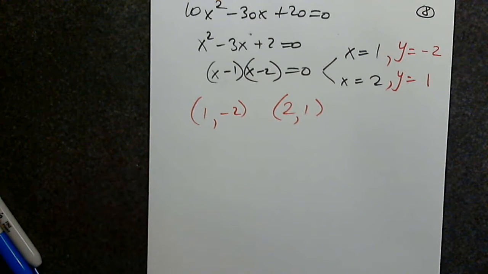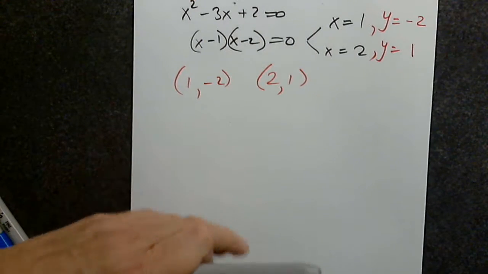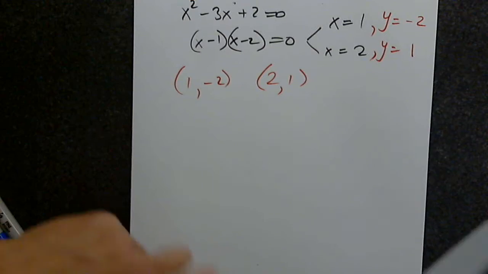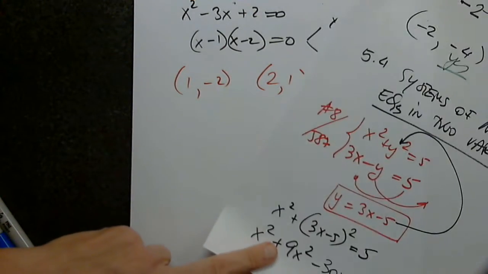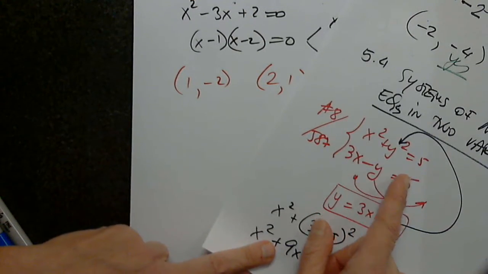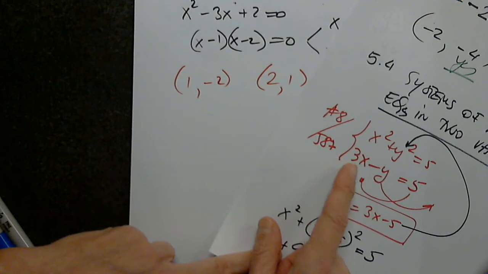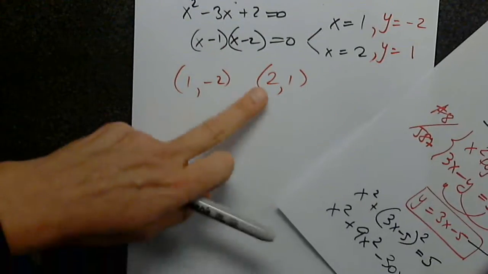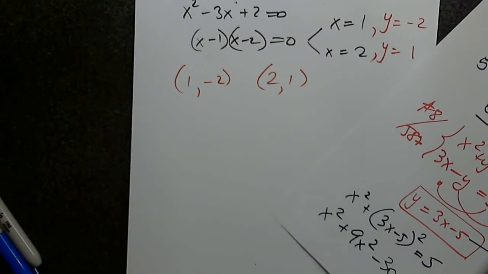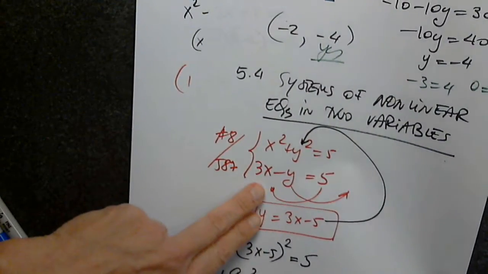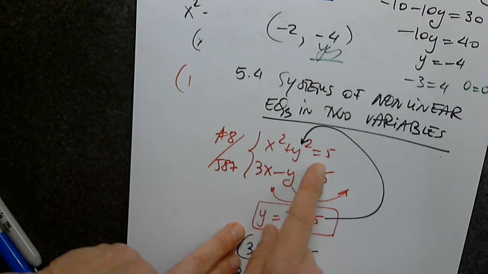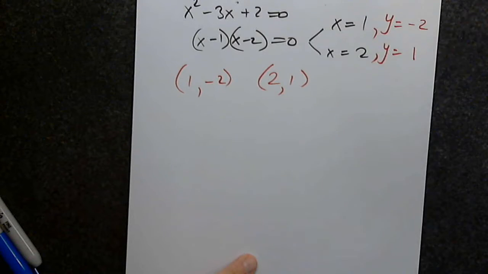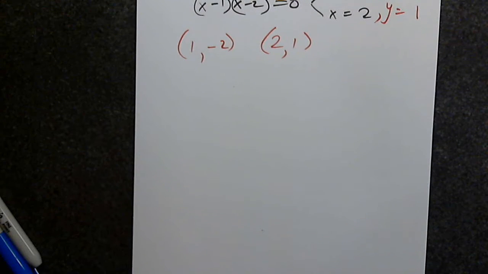Very good. And yes, I always beg you to go back and check, make sure. 1 negative 2, 1 plus 4 is 5 indeed, and then 1 negative 2, so it's 4, 3 plus 2 is 5. And the second one will work as well. So this happens because this is not linear. So there is more than one solution in this case. So this was substitution.